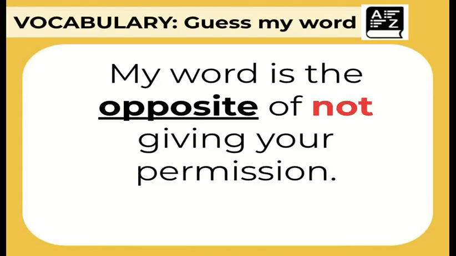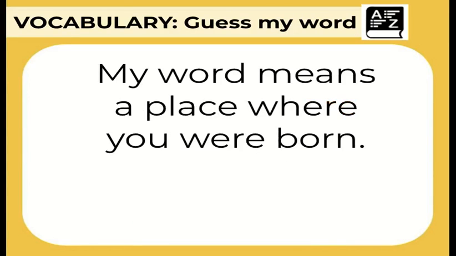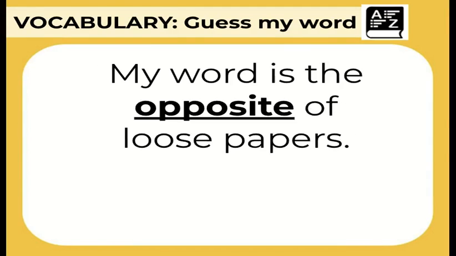My word is the opposite of not giving your permission. I'll give you some time to think about which vocabulary word matches the hint. Did you say consented? That's correct. My word means a place where you were born. I'll give you some time to think about which vocabulary word matches the hint. Did you say homeland? That is correct.